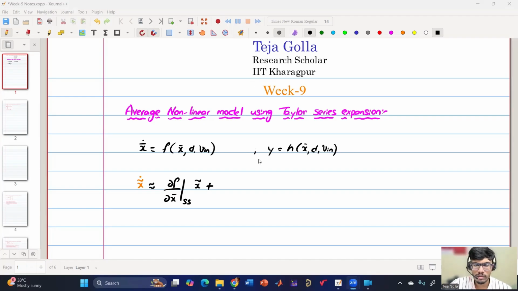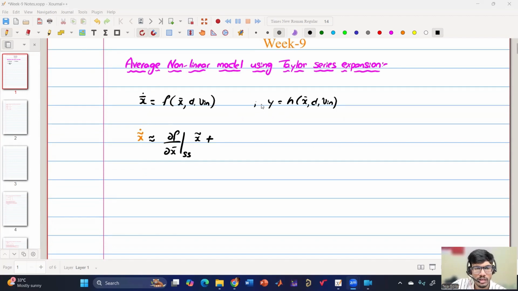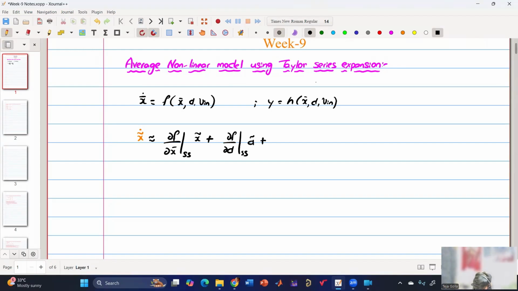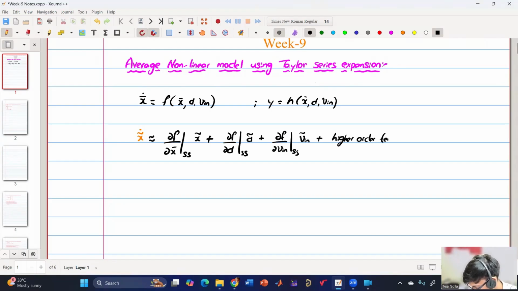Okay. So whatever I was discussing, I was discussing the average nonlinear model that we obtain using the Taylor series expansion. I have considered the model as a function f, and the output as a function h. So now we have dou f by dou x bar into x tilde, and then dou f by dou d at steady state into d tilde, plus dou f by dou v at steady state into v in tilde, plus all higher order terms, which we are ignoring and tending to zero.